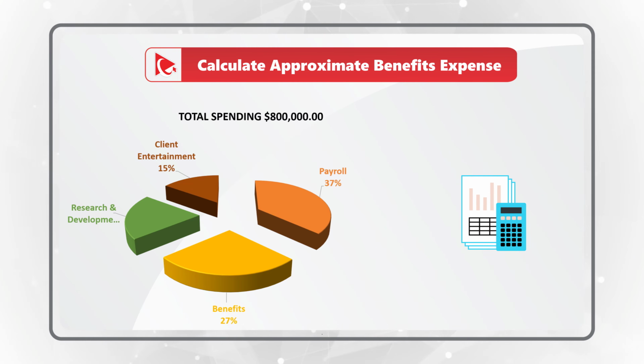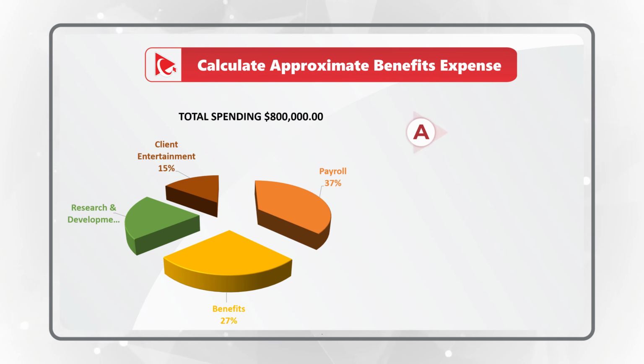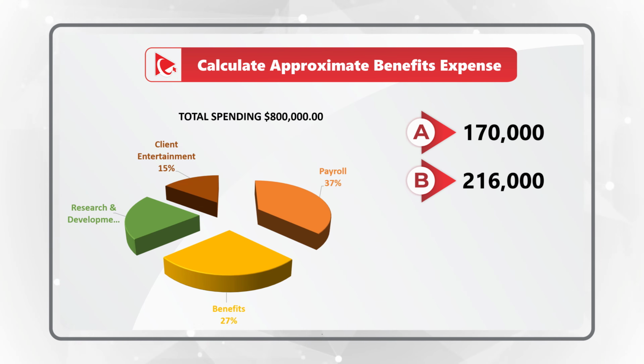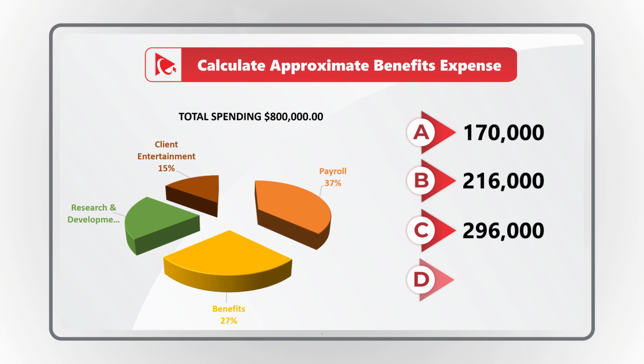You're presented with 4 different choices for which you need to do mental calculations. Choice A, $170,000. Choice B, $216,000. Choice C, $296,000. And choice D, $360,000. Do you see the answer?